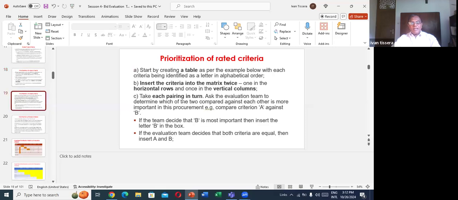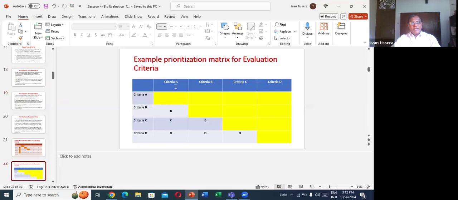Okay, take each pairing in turn. You get a pair. For example, take A and B. When we consider A and B, what is the best proposal? A or B? If it is B, put B here. When we consider B and C, what is the good proposal? B or C? They say C is good. Considering C and D, D is good.